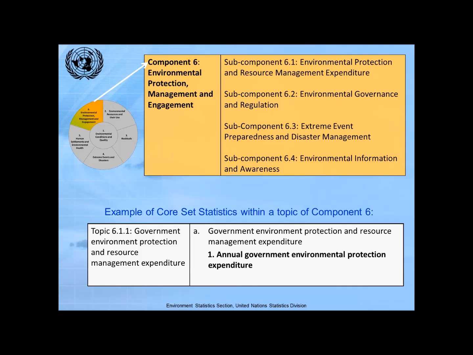And the example we chose here was looking at the annual government environmental expenditure, which falls under topic 6.1.1, which is the government environment protection and resource management expenditure. So this is just a very quick overview.